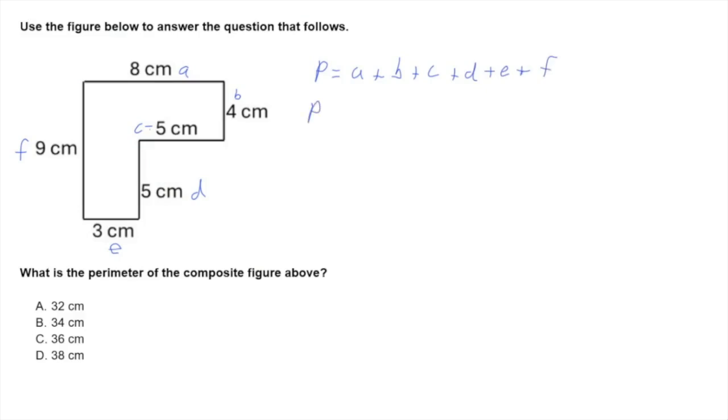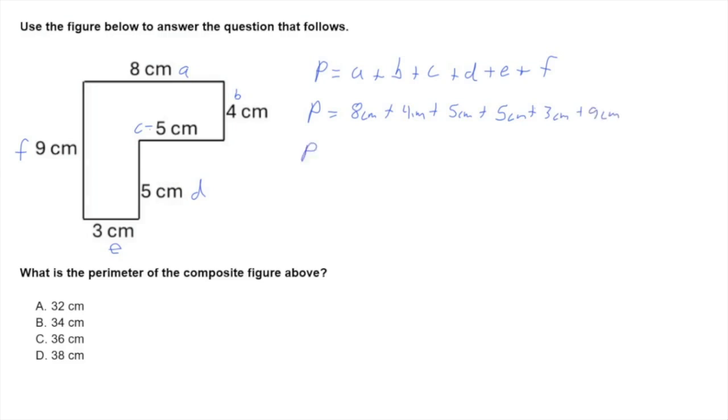All right, so let's fill in the dimensions. A equals 8 centimeters, plus B is 4 centimeters, plus C is 5 centimeters, plus D is also 5 centimeters, plus E is 3 centimeters, plus F, 9 centimeters.